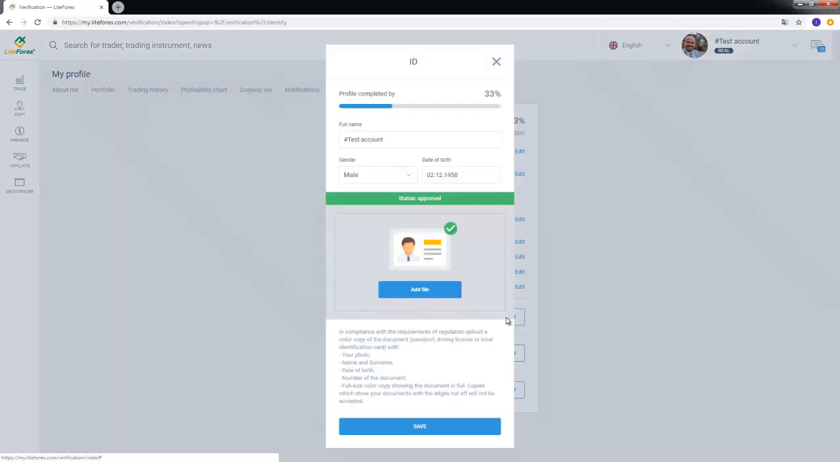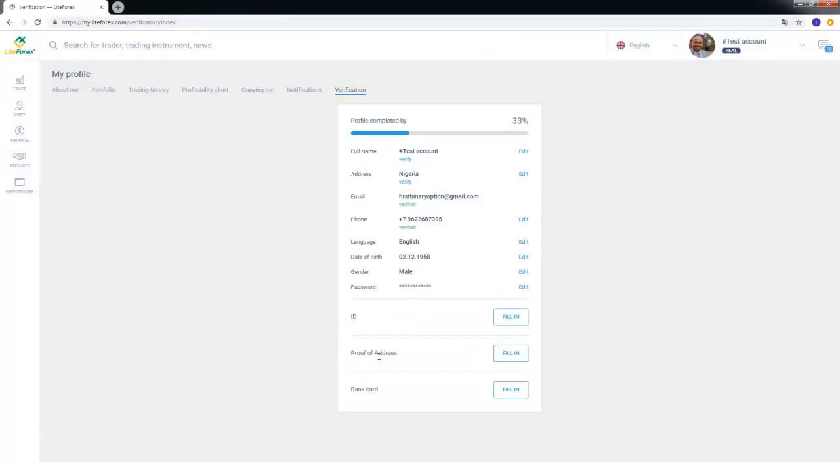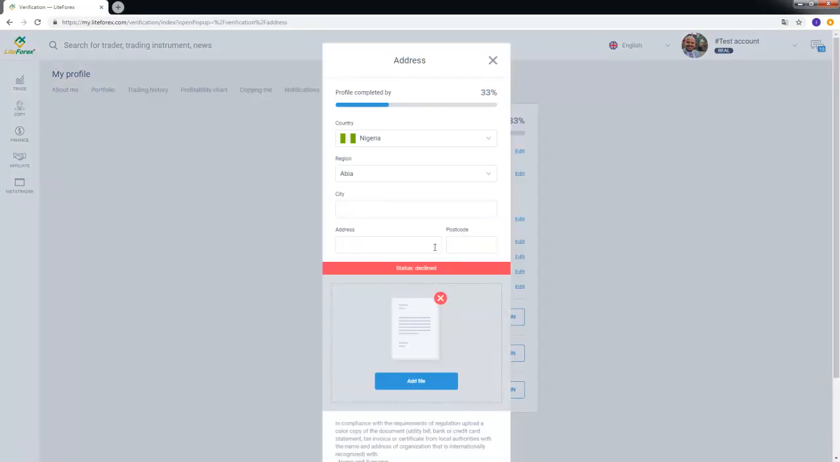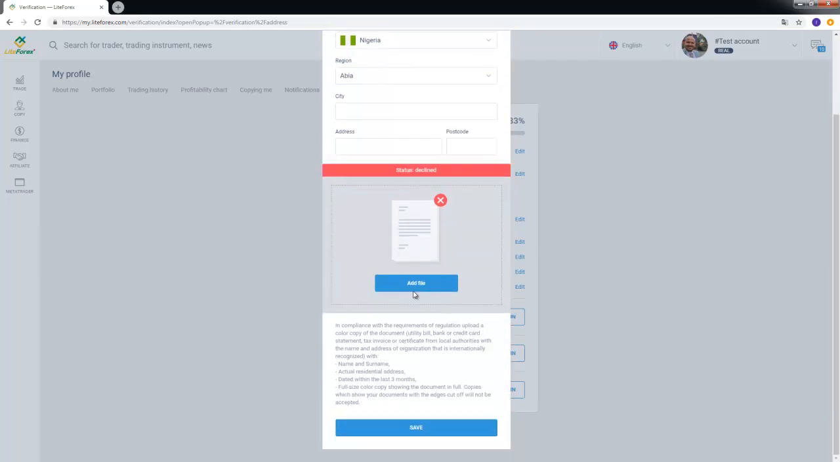Proof of identity. Full name, sex, and date of birth, which you need to prove by submitting the scans of the corresponding documents. Prove your residence address, which you are to prove by submitting the scans of the corresponding documents.